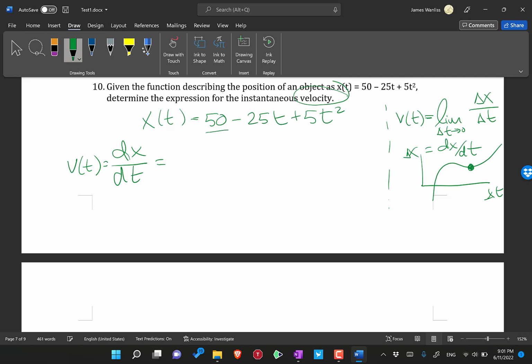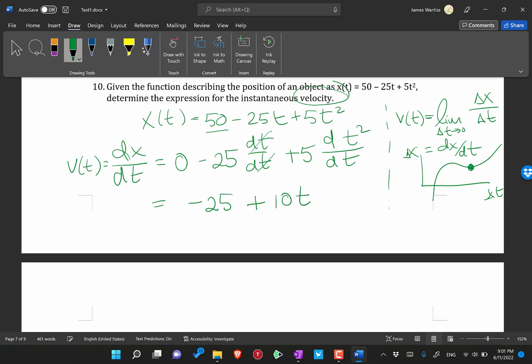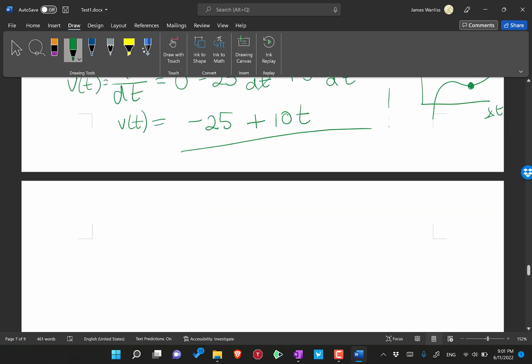The derivative of a constant, 50, is 0, minus 25 times the derivative of t with respect to t, plus 5 times the derivative of t squared with respect to t. That is equal to minus 25, since dt by dt is 1, plus the derivative of t squared, which is 2 times t. So that's 5 times 2, that's 10t. Done. So v of t is equal to minus 25 plus 10t. Awesome.